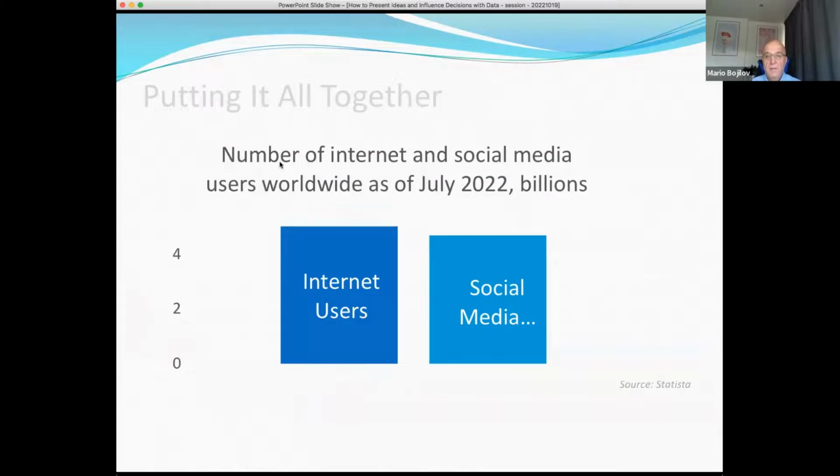So, number of internet and social media users worldwide as of July 2022. We have about 5 billion internet users who are actually potential customers, because there are a lot of organizations using the internet to make sales. There are also 4.8 billion social media users who are potential reviewers, because now everybody with a mobile phone and an account on Facebook, Instagram, TikTok, wherever, can leave a review for our company. So this is what we are dealing with as an enterprise.